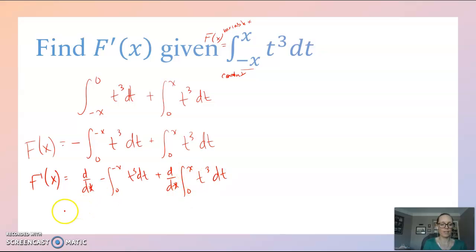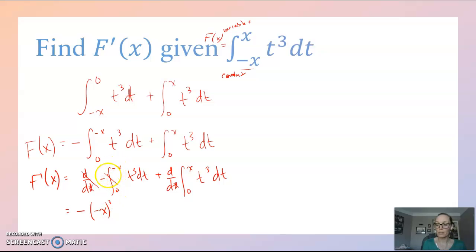Okay, remember that the derivative and the integral cancel each other out. And then I replace the placeholder with the variable in the upper bound. Now this has got a lot of negatives going on here, so let's make sure we keep them all straight. So I've got the negative that's outside the integral. I'm going to plug the negative x in for t into t cubed.